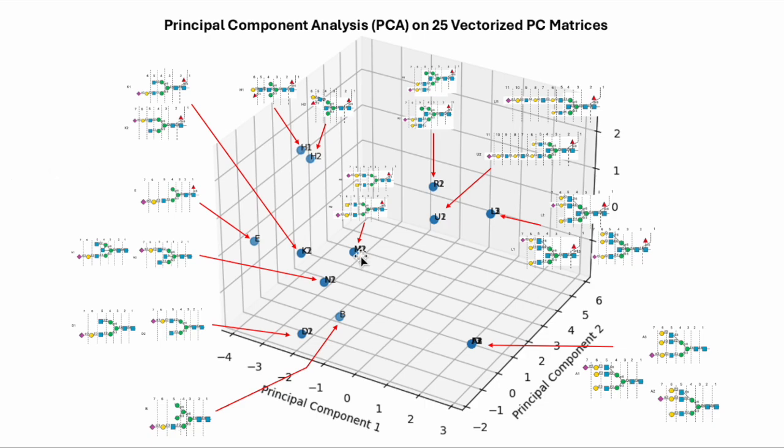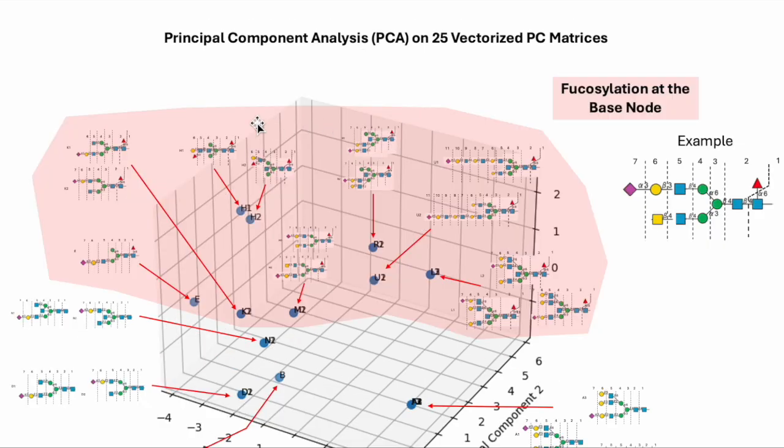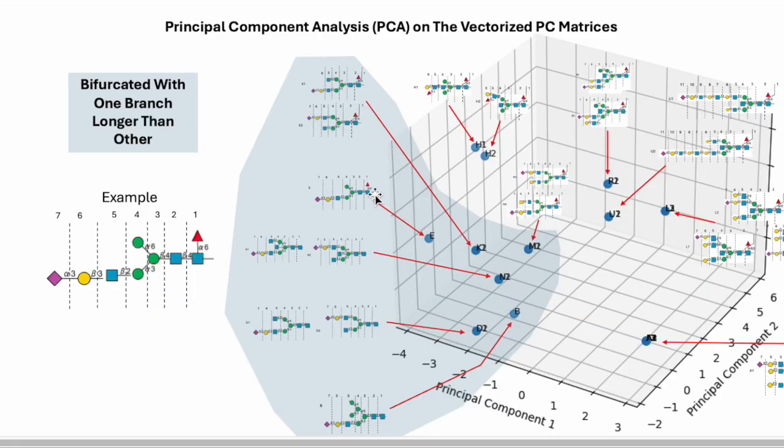From this, we know that the PC matrix is able to tell the difference between isomers. For example, here, these structures are only different in the location of the sialic acid at the end of these branches. And to our satisfaction, we found that the structures grouped just as we had hoped. In this red cloud at the top, we see structures that have a fucose added to the base node. And then going counterclockwise, on the left, in the blue cloud, we see structures that have a bifurcation and one arm longer than the other.